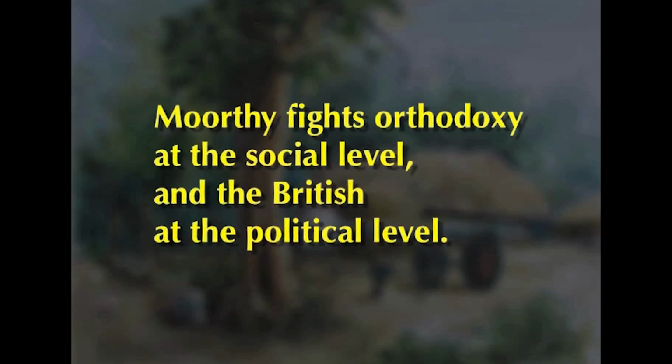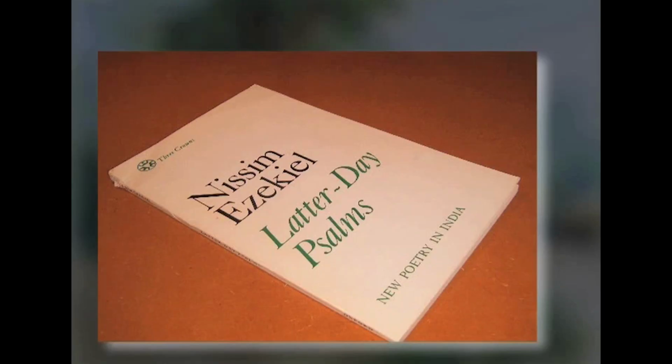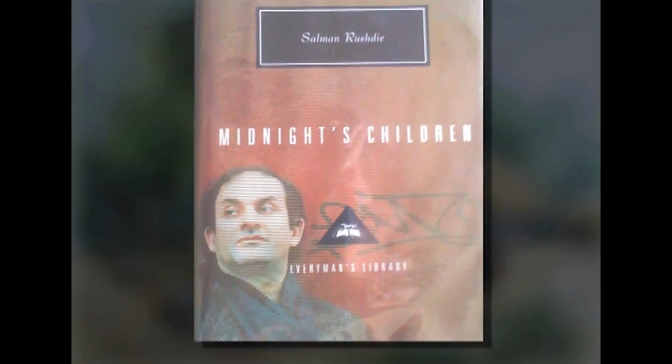In conclusion, we could say that the author pulls several strings in the novel together in terms of covering several issues within its broader canvas. Murthy fights orthodoxy at the social level and the British at the political level. The role of woman is not marginalized as in the other post-colonial novels, such as Nissim Ezekiel's Latter-day Psalms and Salman Rushdie's Midnight's Children. There is the same identity crisis and the post-colonial attempt to go back to the roots.